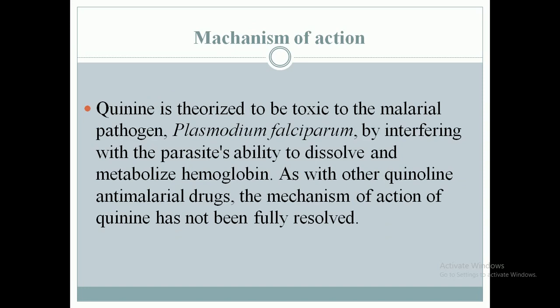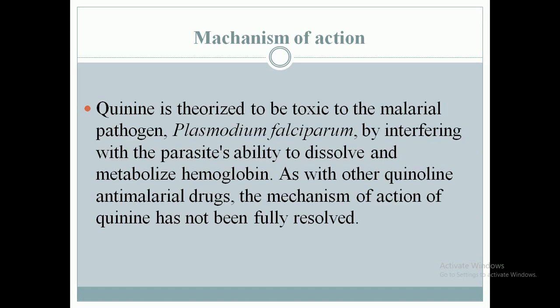The simple mechanism of action of quinine is that it is toxic to the malarial pathogens, like Plasmodium falciparum, so it can interfere with the parasite's ability to dissolve and metabolize the hemoglobin. Because these microorganisms can directly attack the red blood cells, the erythrocytes. After destruction of erythrocytes, in order to avoid these conditions, quinine can interfere with the parasite's ability to dissolve and metabolize the hemoglobin. As with other quinoline anti-malarial drugs, as we are using combination therapies, the mechanism of action of quinine has not been fully resolved, but it can directly interfere with the parasite's ability to dissolve and metabolize the hemoglobin.